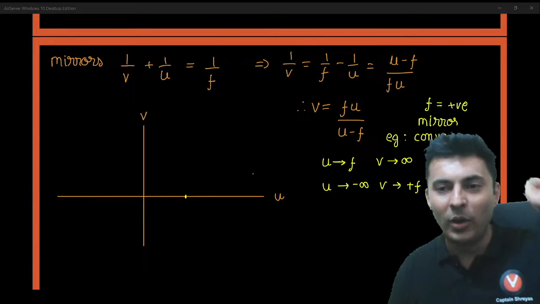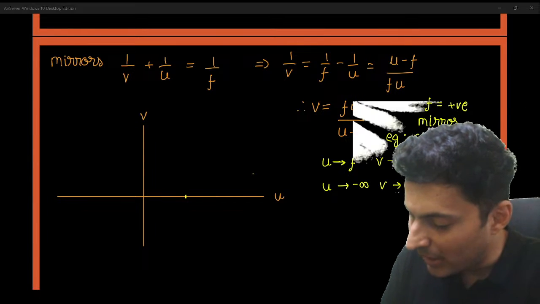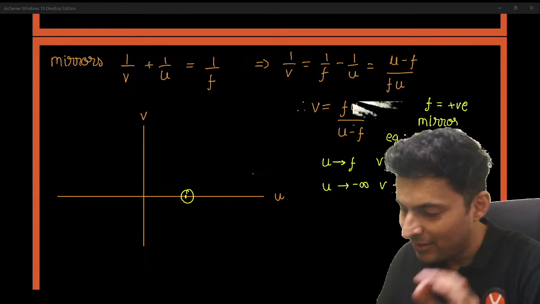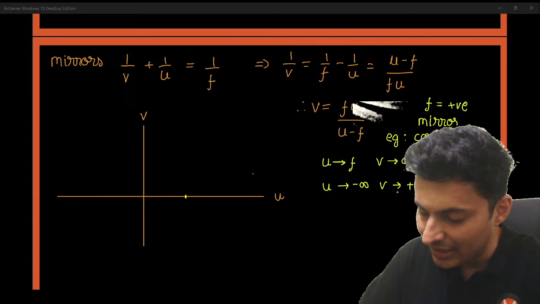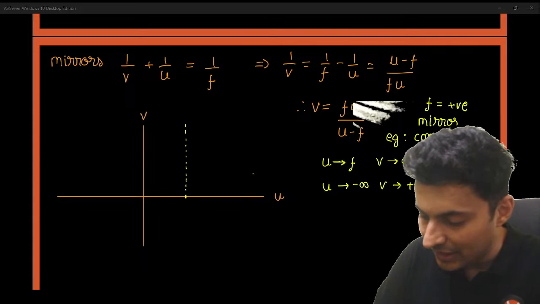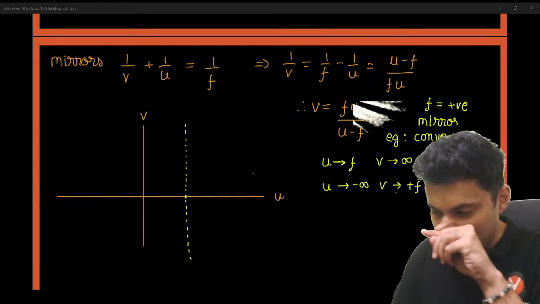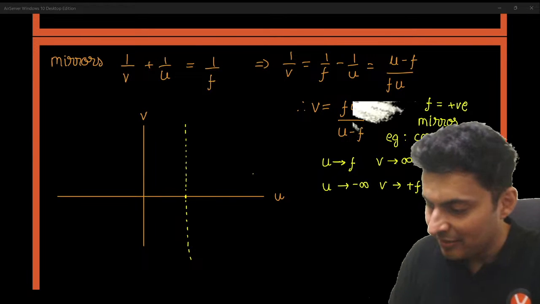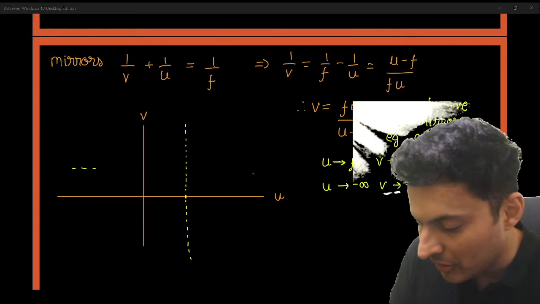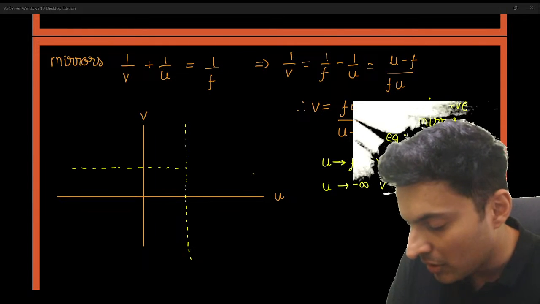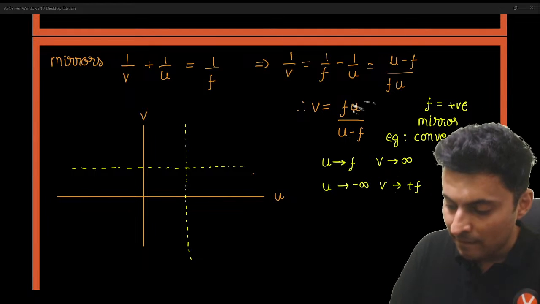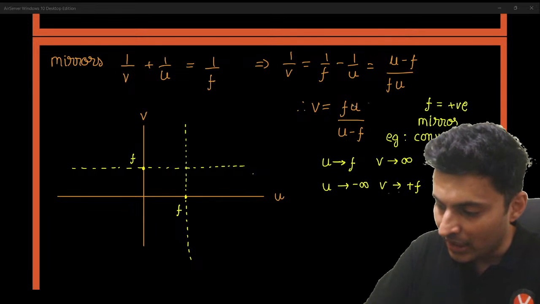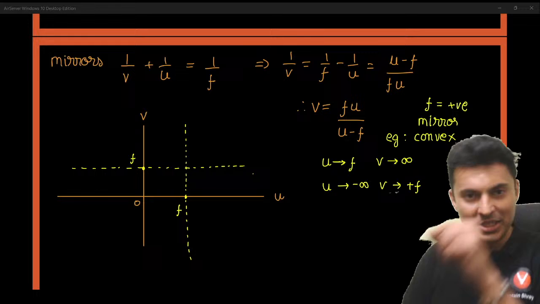Now, at least we have got 2 points. For the first, U is f, V is going to be infinity. So I'll draw a line like this. Second, U is minus infinity, V is going to be f. So I'll just draw a horizontal line like this. This is going to pass through f. This is also going to pass through f. And the intersection of these two is the origin.